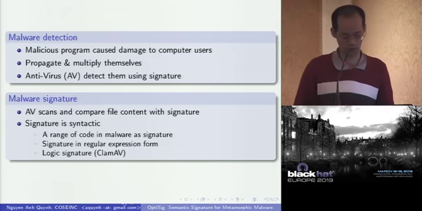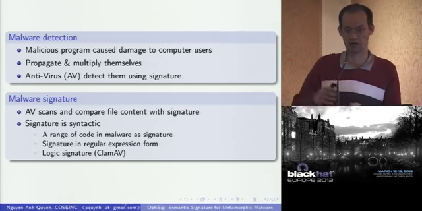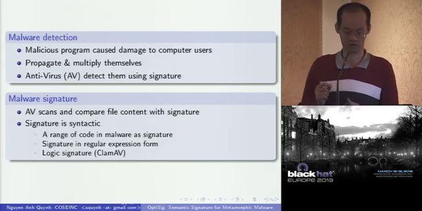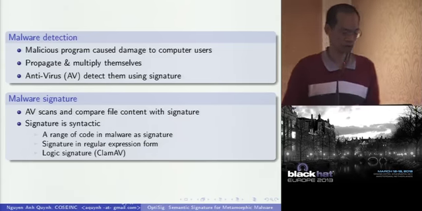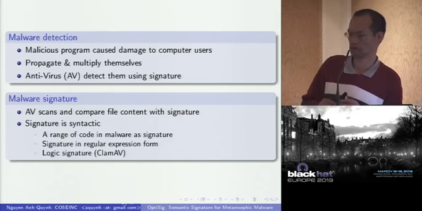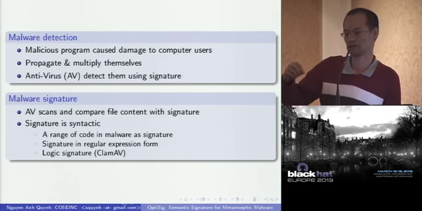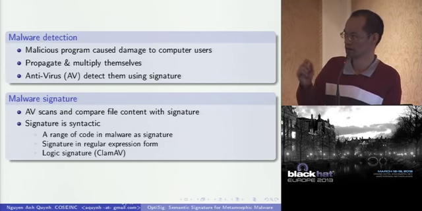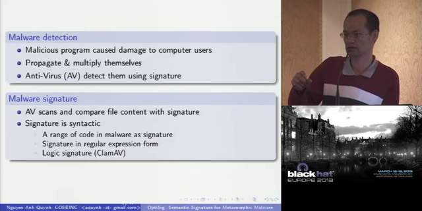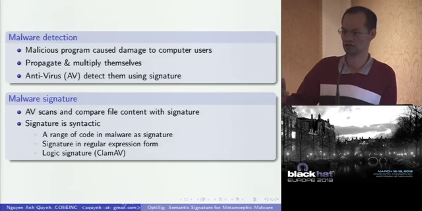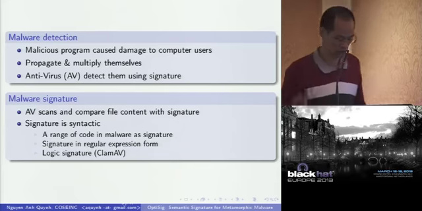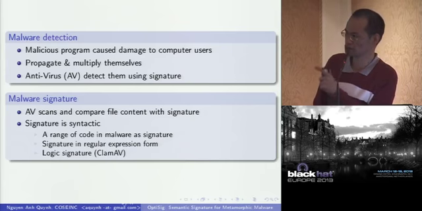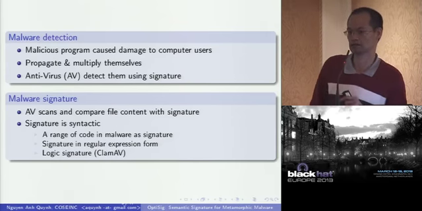So basically, the AV has a huge database of signatures, and each malware has one signature inside the database. And when the AV wants to detect the malware, they will scan the suspected file with some signatures inside the signature database, and if this signature matches this file, the AV can tell you that this file is infected by this malware, and the signature is for that malware.